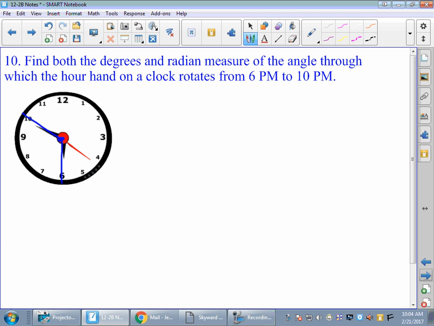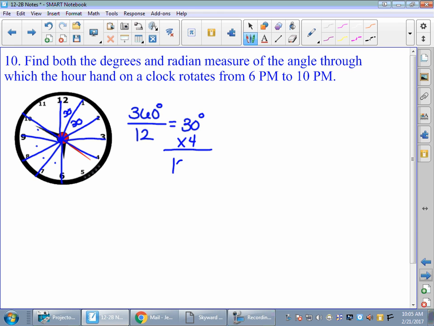What we have is a clock. A clock is 360 degrees all the way around, but it's divided by 12 equal hours. So if we divide the 360 degrees equally by 12, each hour represents 30 degrees. So it's a 30-degree angle between 12 and 1, 30 degrees between 1 and 2, all the way around this clock. From 6 until 10, we rotate through 4 hours. So 30 degrees times 4 is a total rotation of 120 degrees. So the degree measurement is 120.